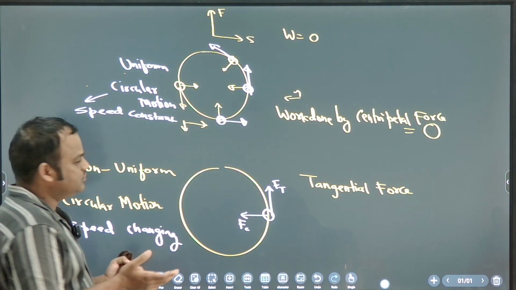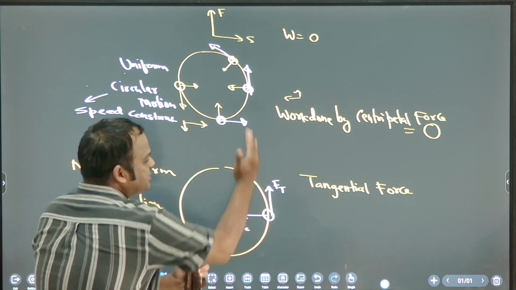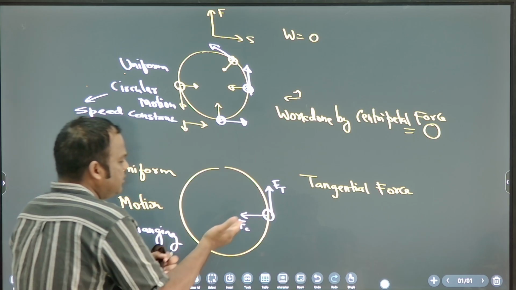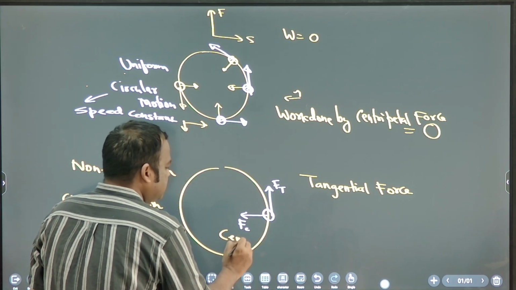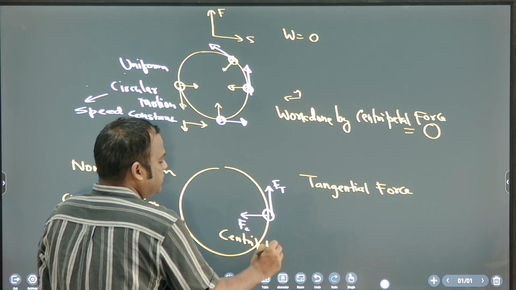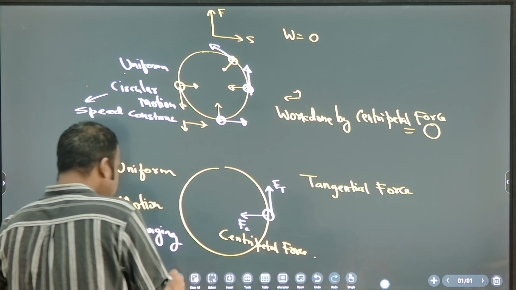Correct or not? How is the force? If it is along tangent, it is tangential force. If it is towards center, it is centripetal force. So this is centripetal force.